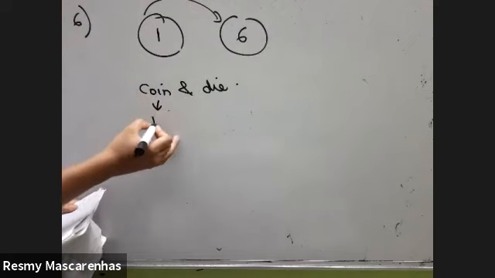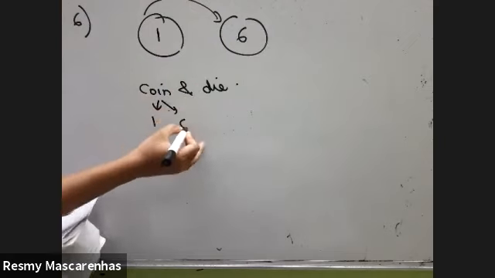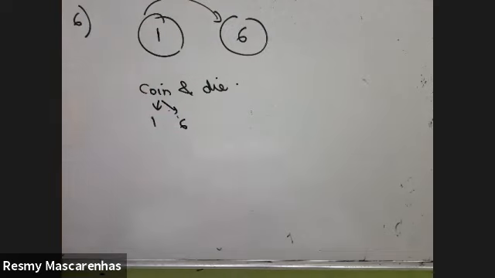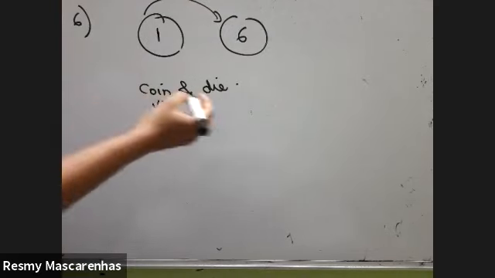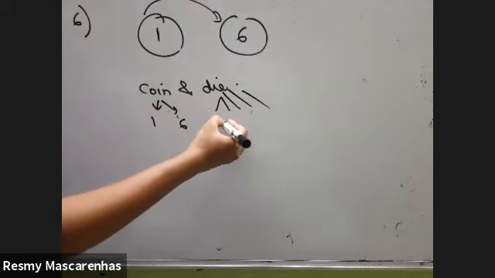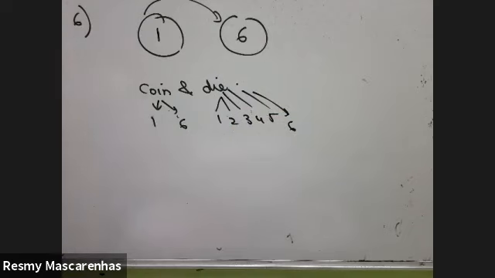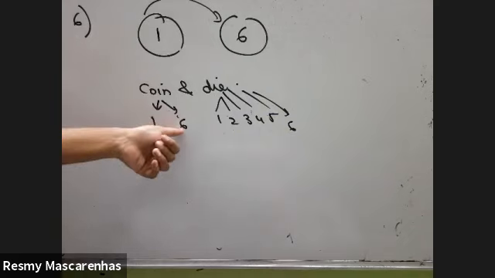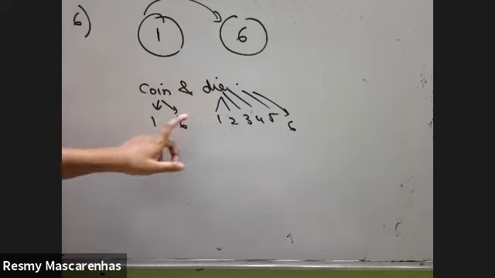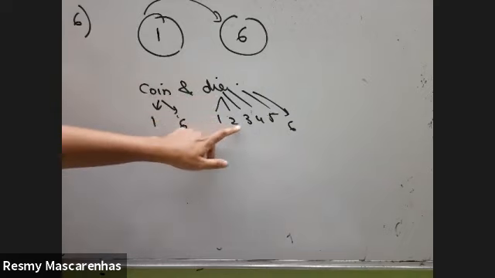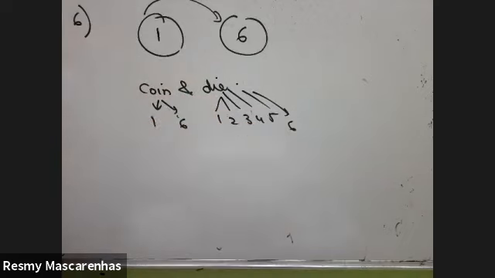What is the coin having? 1 and 6 written on it. Same way, what is there on the die? The die will have all these options: 1, 2, 3, 4, 5, 6. So what combinations can come? Either one can come on the coin, and at the same time, what can come along with this? It could be 1, 2, 3, 4, 5, or 6 on the die.